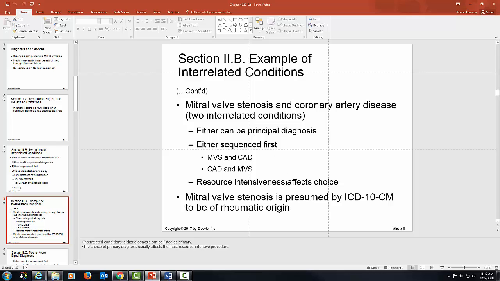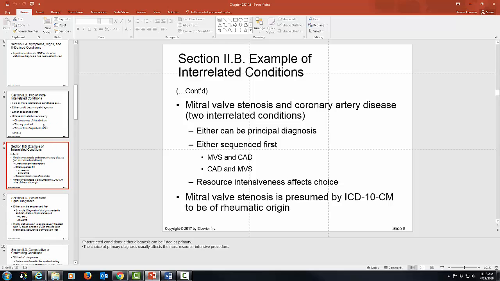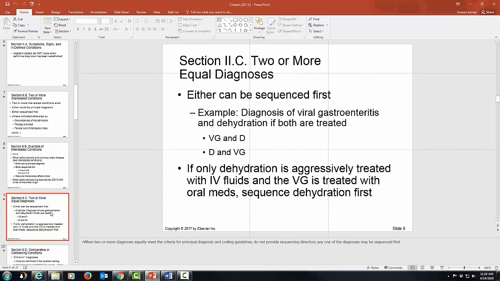Resource intensiveness affects your choice. So if the mitral valve stenosis is presumed to be of rheumatic origin by ICD-10-CM, which is what we use in the clinic, right? But you want to see which one you're going to do. So if you have a patient who has a mitral valve stenosis and you're doing an echocardiogram, you would code that one first because you're looking at the stenosis, not the cardiovascular disease. If you're doing a cath, you're going to look at the coronary artery disease first. So that's why you would code that one first. So look at what your resources are, what you're using, okay? Because that's going to make the difference.